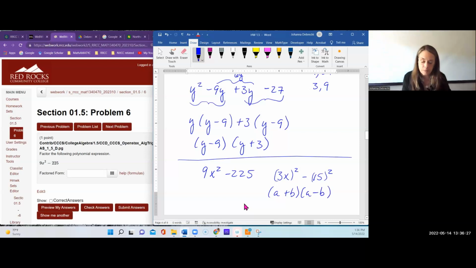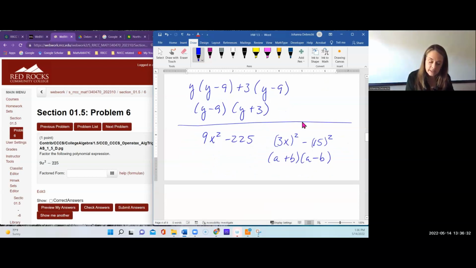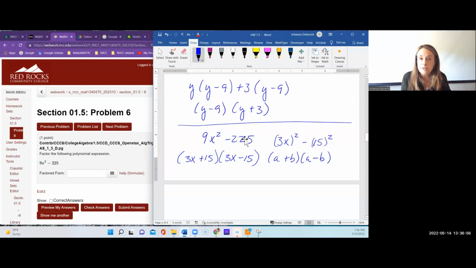This is the one that you memorize. If we're going to do this one, then this would give us in the factored form 3x plus 15 and 3x minus 15. Uh-oh, I did something I shouldn't have done. What did I do? It wasn't obvious in the 9x squared minus 225 form, but 9 is a factor of 225. I should have taken out the greatest common factor first.